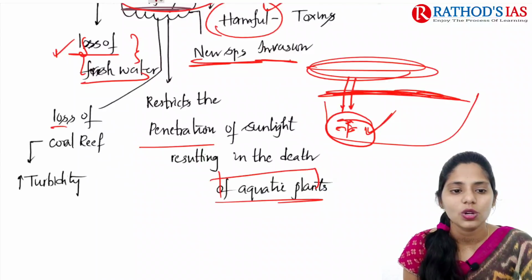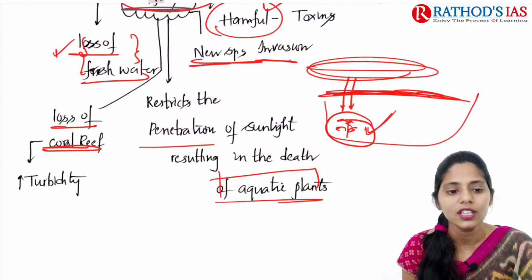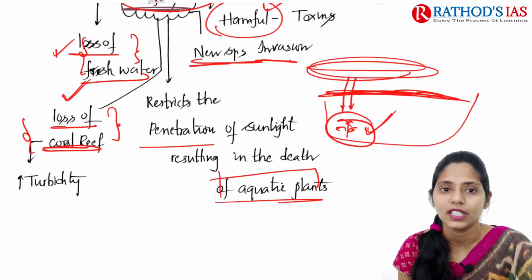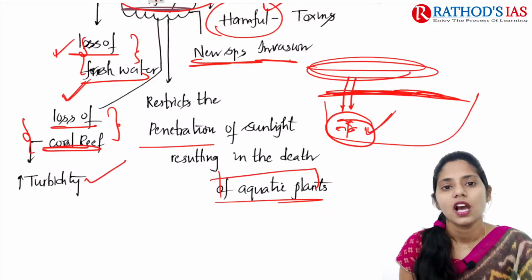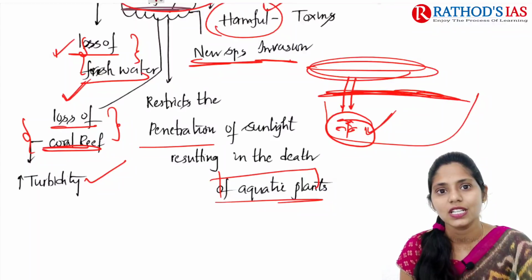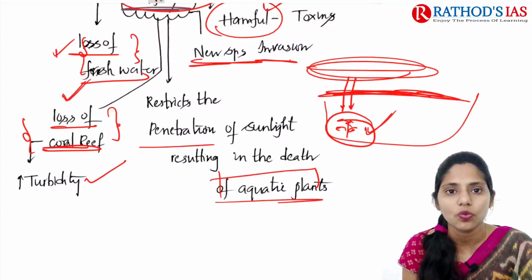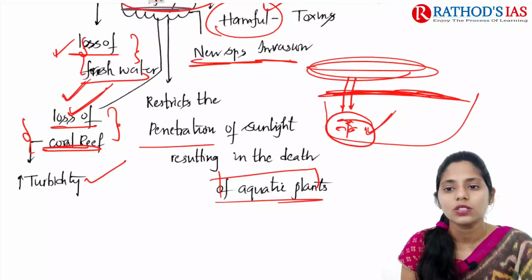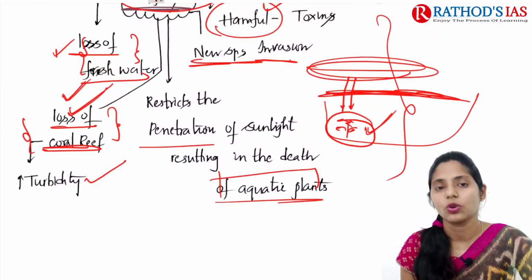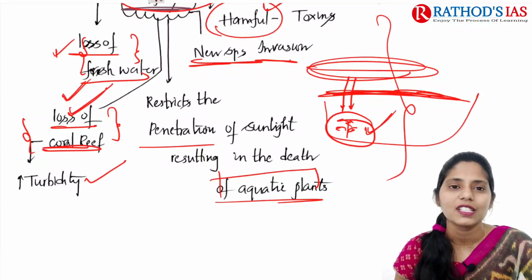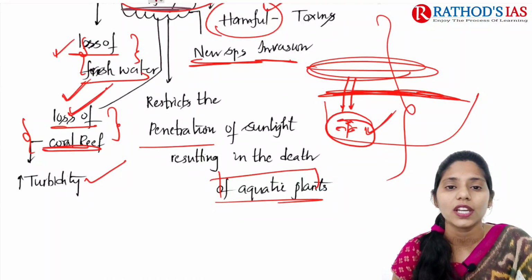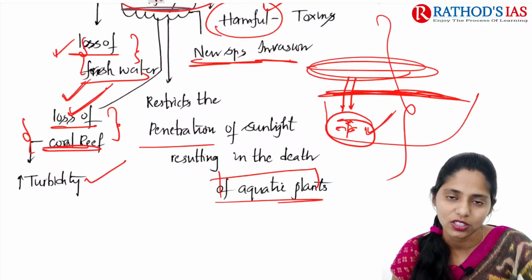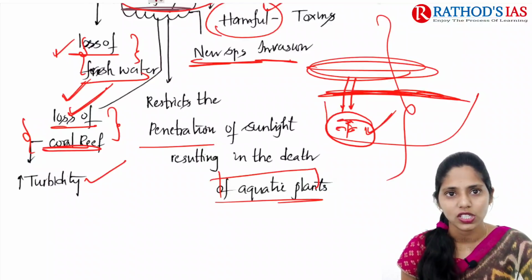And next, there is loss of coral reefs. As we know, coral reefs need some important characteristics of water, but because of this algal bloom, there is an increase in turbidity, decreasing the transparency of water, so that will lead to loss of coral reefs. So these are some important impacts of eutrophication, and this is one of the important topics, and you can get mains questions from this eutrophication. Okay, and I hope it is very much clear now.